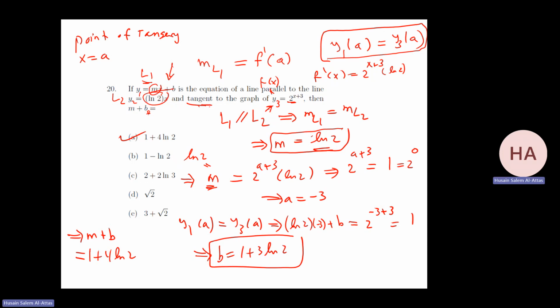Let me do it again, or state what we did. I have the first line, L1 is parallel to this line, so the slope, they agree, we get M. Now, this line is tangent to the graph of this, so I'm using these two formulas. M, the slope of L1, equals f prime at the point of tangency, which we call A, and y1 at A equal, they agree, the function and the tangent line agree at A. So I use the first one to get A, then I use the second one to get B, then I can get M plus B.